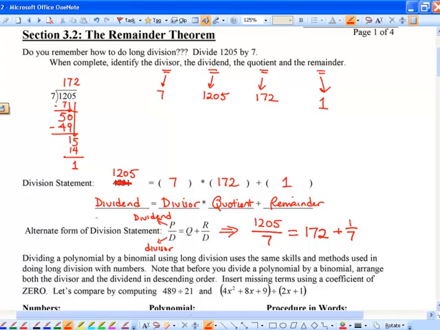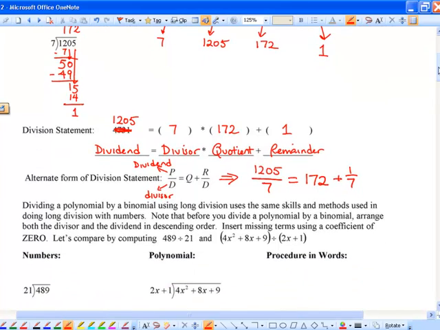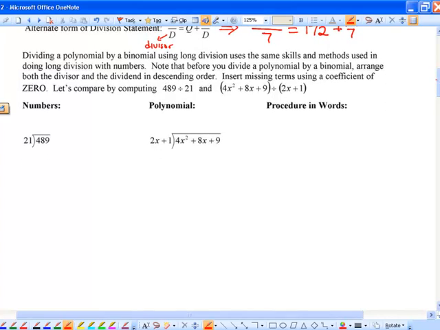Now, what we're doing today, before we do the remainder theorem, is I need to show you how to divide a polynomial by a binomial using long division. And let me just tell you that the same skills that we used just 2 minutes ago doing long division are the same skills we're going to use when we divide a polynomial by a binomial. Just like before, we're going to set it up using the long division method. Now I'm going to show you 2 at the same time. A numbers way, a polynomial way, and I'll write some words to the right hand side here to give you a sense of what's going on.